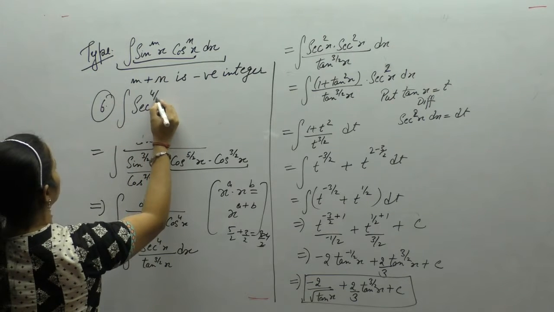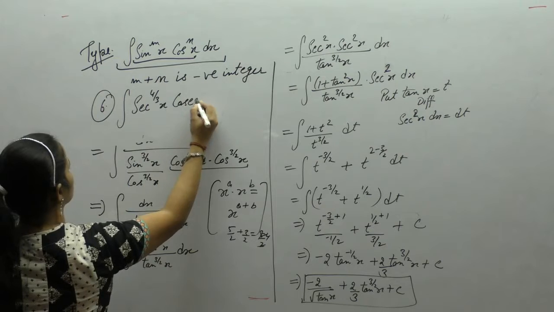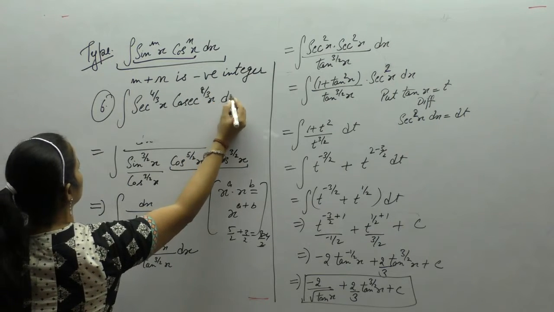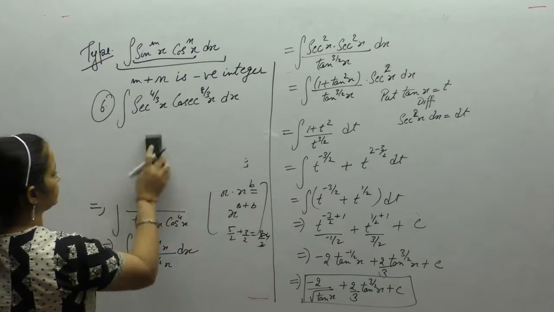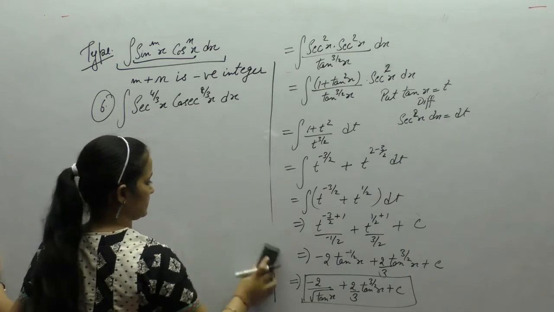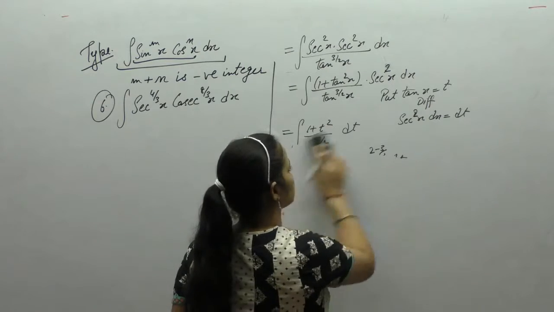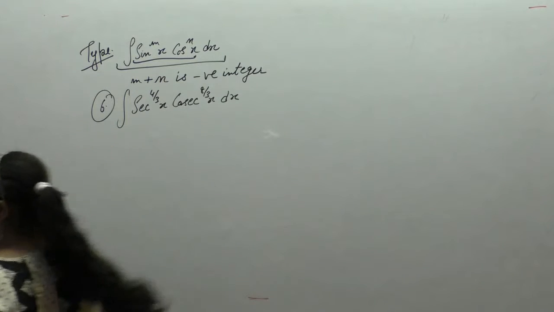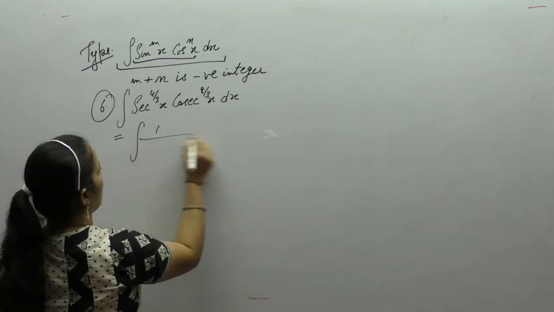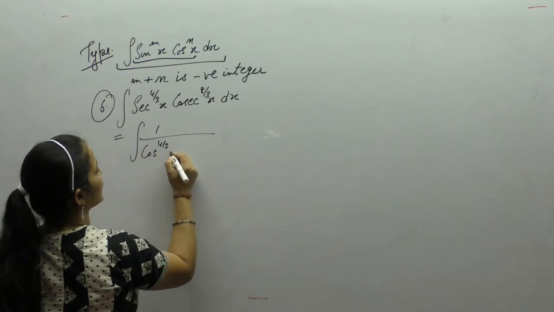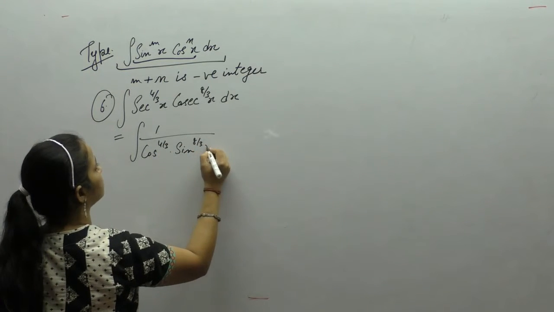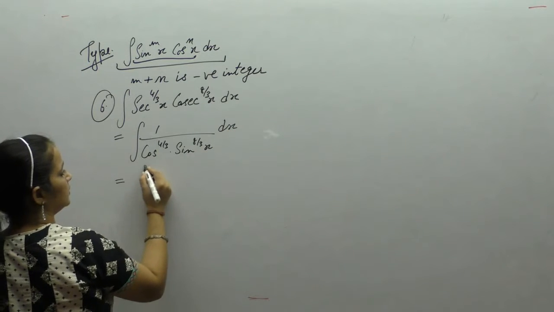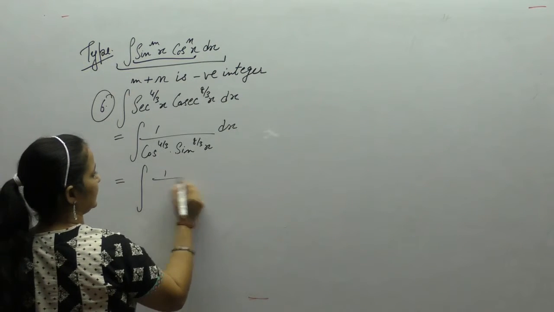Next is the integral of sec^(4/3)x cosec^(8/3)x dx. Sec is equal to 1 upon cos and cosec is equal to 1 upon sine. Now divide it by 8 by 3.